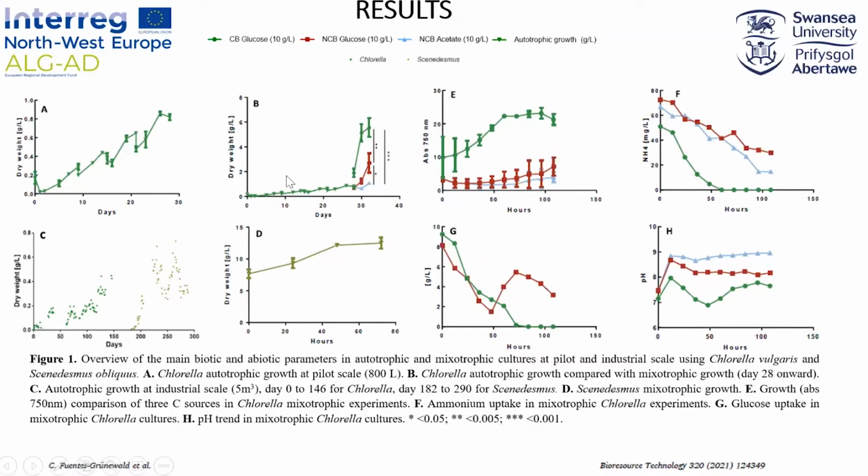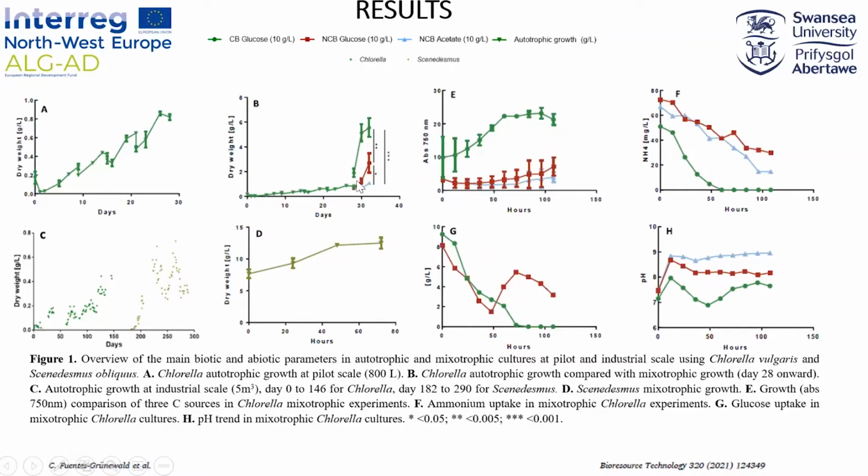Basically, in graph B, you see the same phototrophic curve, but after that, we use two different carbon sources, acetate and glucose, and we have run 3 experiments, basically. One with non-concentrated algae with glucose and acetate, and another one with concentrated algae by using glucose. The concentration of glucose was 10 grams per liter.